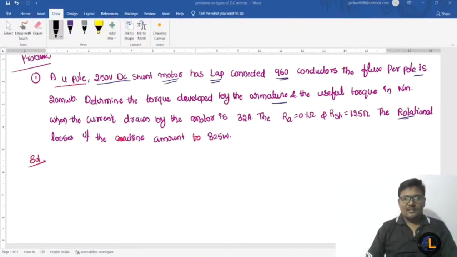So in the previous lecture we discussed the different types of DC motors. In this lecture we will solve the problems on different types of DC motors.